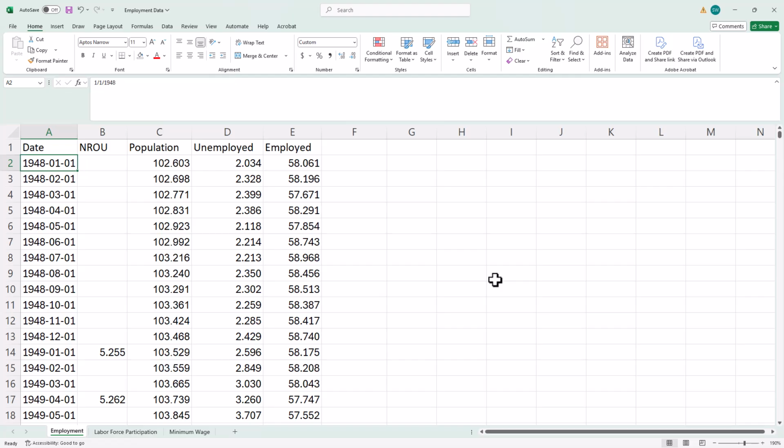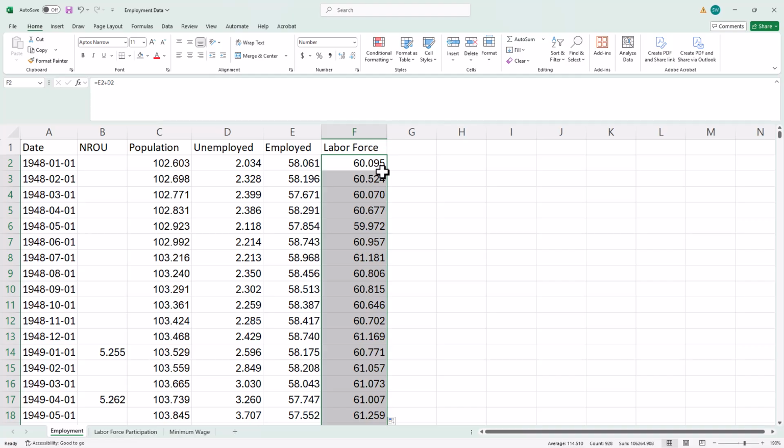We're going to start by calculating the labor force participation rate. Remember that the definition of the labor force participation rate is the labor force divided by the civilian non-institutional population times 100%. The civilian non-institutional population I have here in column C, just labeled population, and then we're going to need to calculate the size of the labor force. So I'm going to make a new column for that. The labor force is everyone who is either employed or unemployed. So we're going to take our employed plus unemployed. We're going to highlight that cell and then copy that formula all the way down.